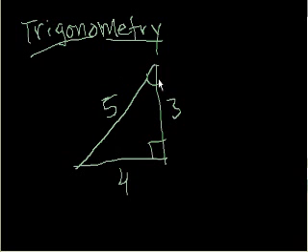Let me give you an example. Let's call this angle theta. Theta is the Greek letter people tend to use for the angle that you're going to find a trig function of. Let's say you wanted to find the sine, and sin is short for sine. Let's say you wanted to find the sine of theta.